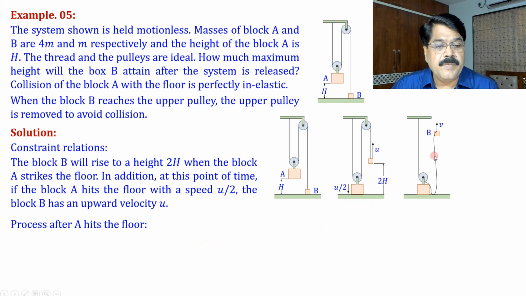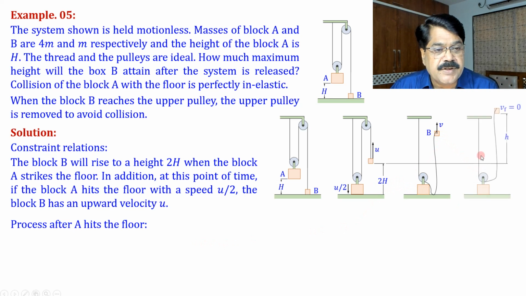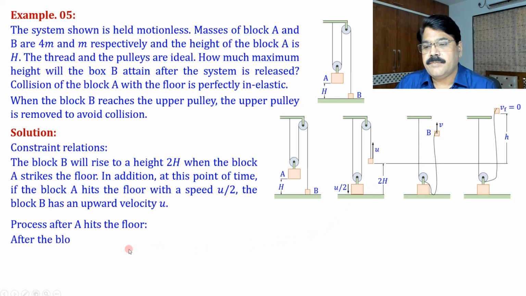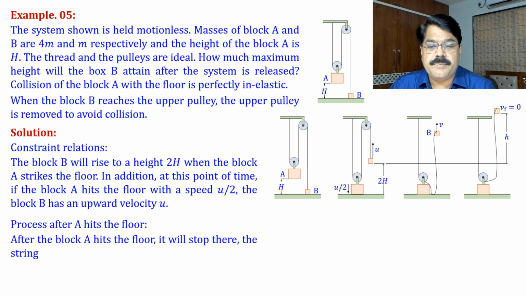So this is the intermediate state, and after some time, say block B stops here, so we are finally here. During this motion from here to here, the string is slack. It means there is no string tension. The block B is moving under gravity only.